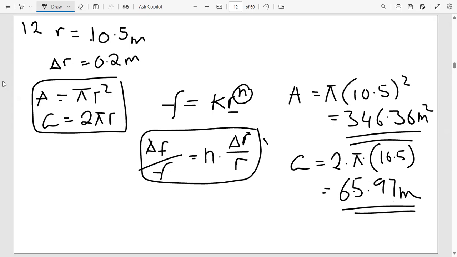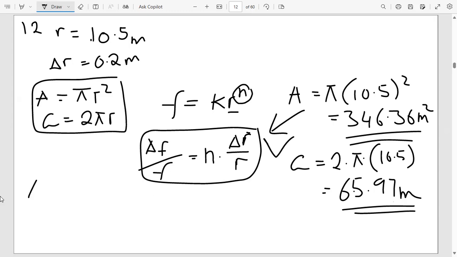So using this function that we've dropped here, are we able to calculate the uncertainty in both area and circumference? Yes, we can. I'm just going to plug the values that you already know into this equation here, to get the uncertainties in both the area and the circumference. So I'll put this down here.